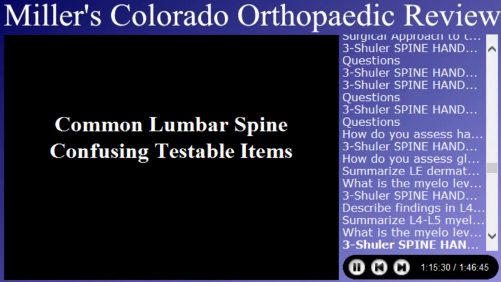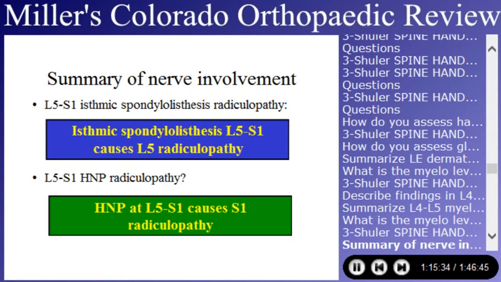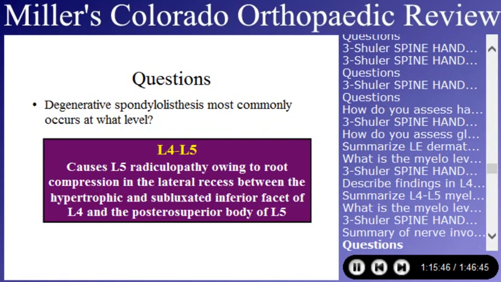Confusing testable items: isthmic spondylolisthesis at L5-S1 causes L5 radiculopathy. What about L5-S1 disc herniation? Don't forget it gets the traversing nerve root, S1 radiculopathy. Degenerative spondylolisthesis occurs commonly at what level? 4, 5.